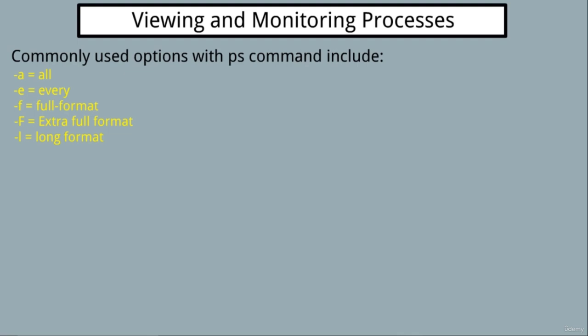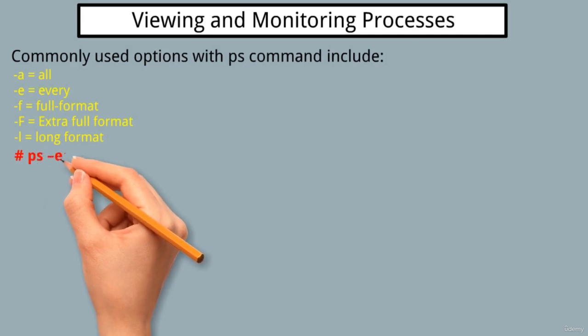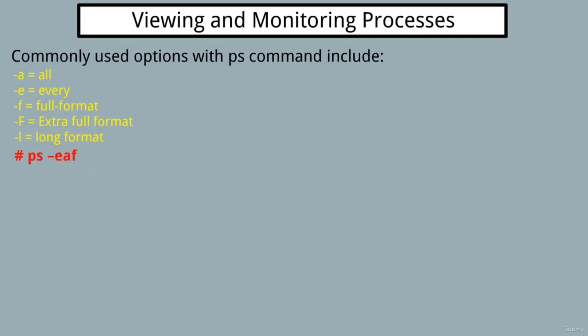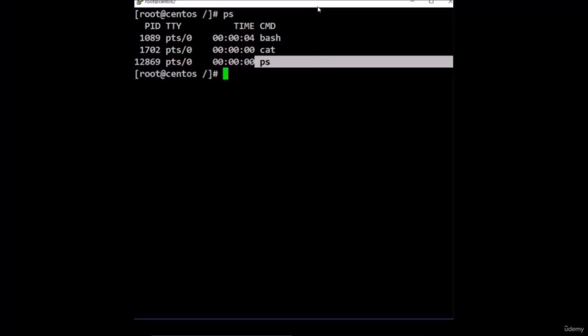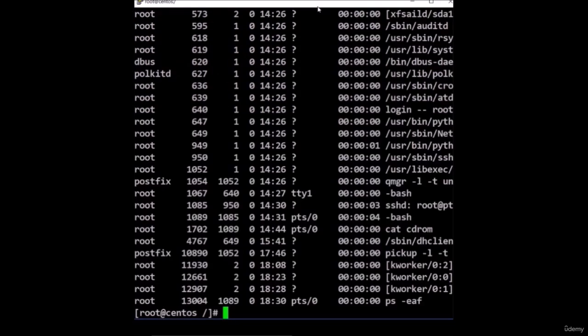Let's look at some examples. Let's look at an example with the ps -eaf command. E is for every, A is for all, and F is for full format. So let's run that command and see what it shows us. ps -eaf. As you can see, there's a whole lot of information.